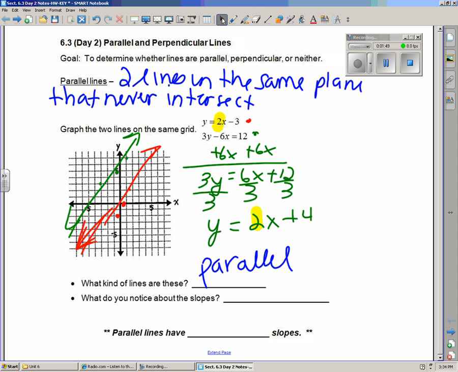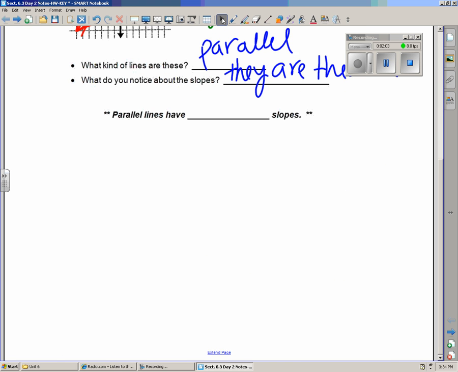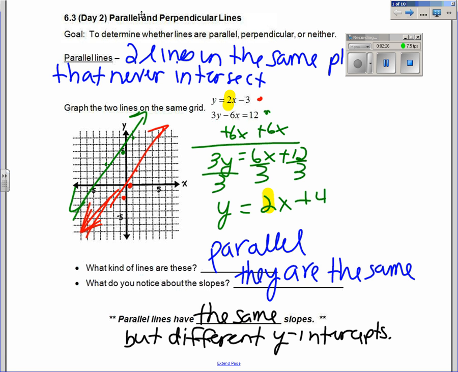It's not going up. But what you notice about the slopes is they are the same. And you've learned something very important right now. Parallel lines have the same slopes. We need to add to this, though. They have the same slopes, but different y-intercepts. And that's really important, because if they've got the same slopes and the same y-intercepts, then they're going to be the same line and they wouldn't be parallel.